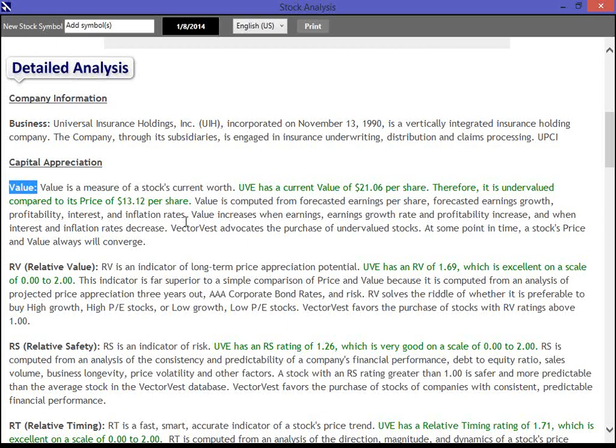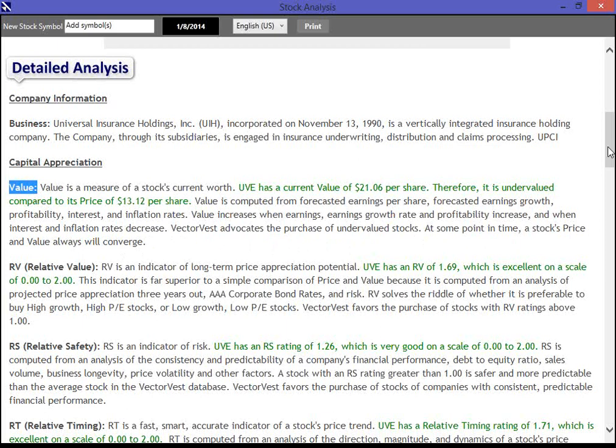In other words, we're trying to give you a sense for what's included in the analysis of that value number that we come up with. The idea here is if you're interested in the formulas, then we get you pretty close by reading the little green book from Dr. DiLiddo, Stock Strategies and Common Sense. But this gives you an overview, a 10,000-foot view, if you will, of what's included in that analysis. Value increases when earnings growth rate and profitability increase, and when interest and inflation rates decrease. VectorVest obviously would advocate the purchase of undervalued stocks. At some point in time, a stock's price and value will always converge.